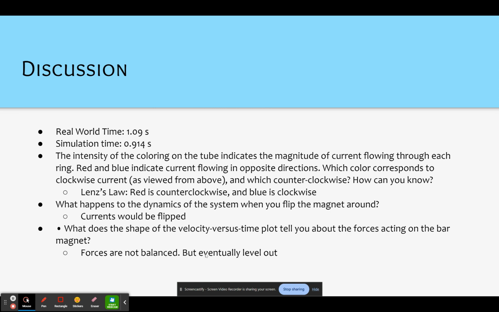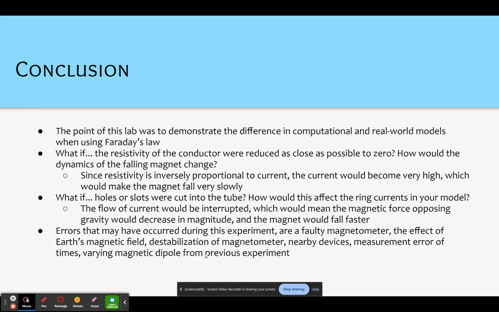And what does the shape of the velocity versus time plot tell you about the forces acting on the bar magnet? We start out with our forces not being balanced, but they eventually level out. And then the point of this lab was to demonstrate the difference in computational and real-world models when using Faraday's law. The answer to the first what-if question: since current is inversely proportional to resistivity, the current would become very high, which would make the magnet fall very slowly.